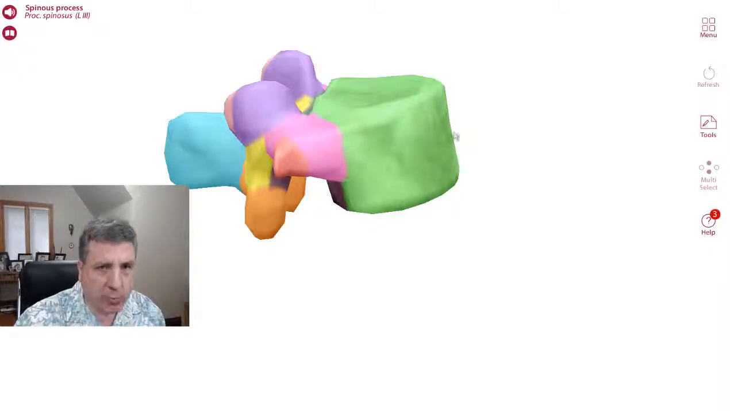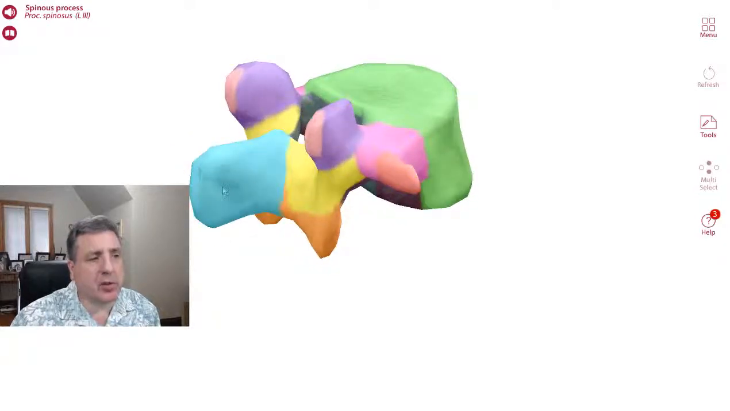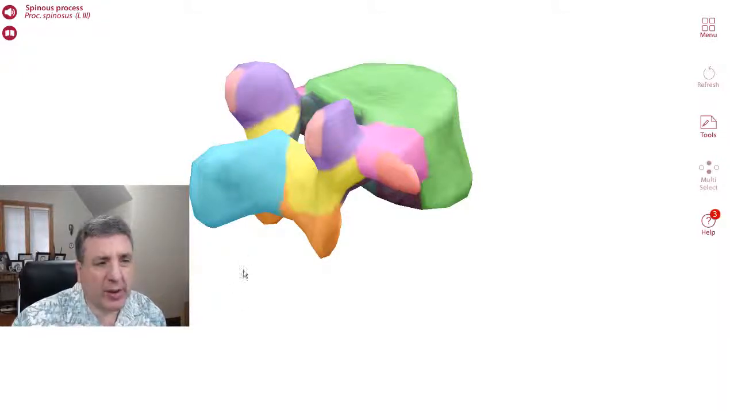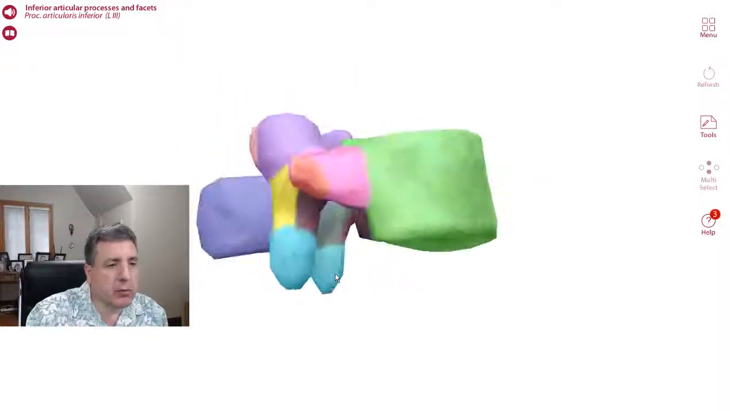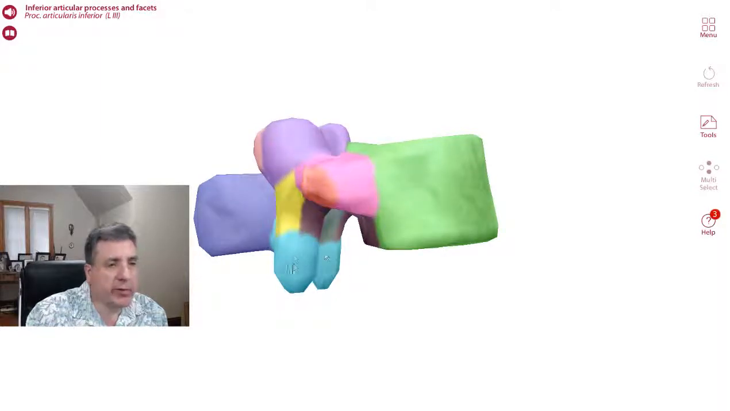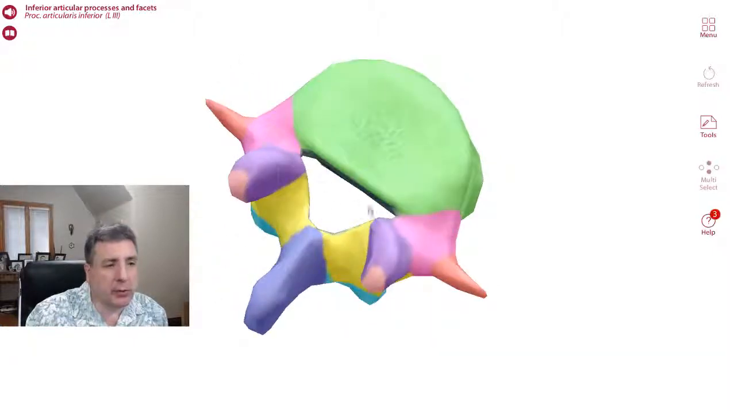So the body is much beefier, and the spinous process, these little stubby nose looking things that are thick, project straight back. They don't really angle down. And we still have our superior and inferior articular processes, or facets. You're still going to have your intervertebral foramen, so check all those out. We have your vertebral foramen, that's still there.